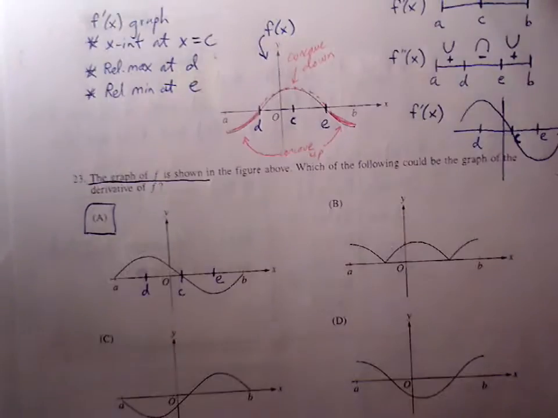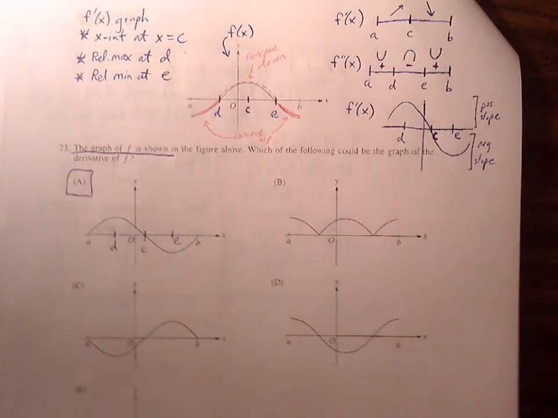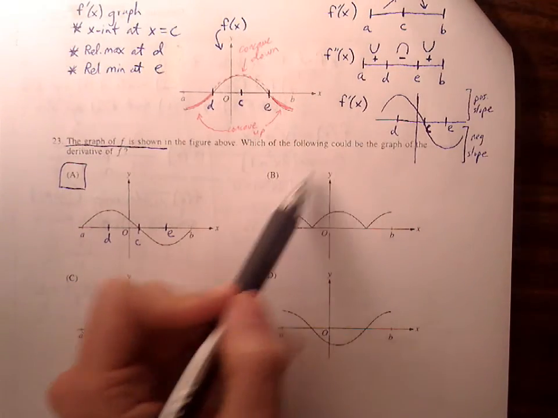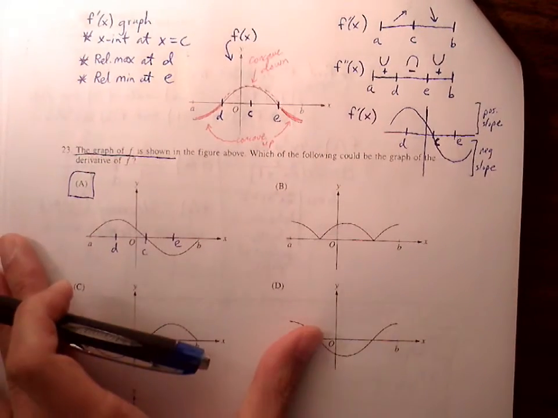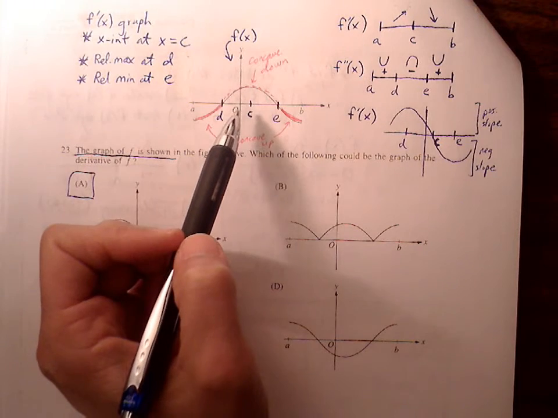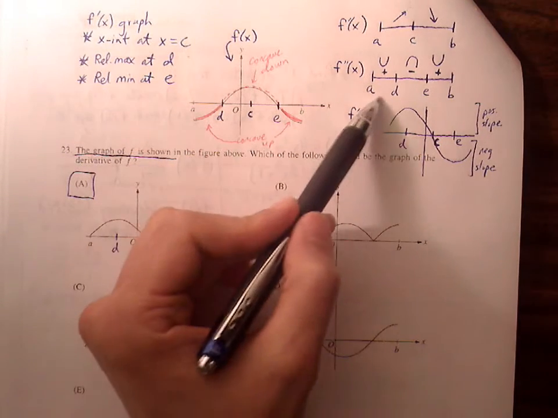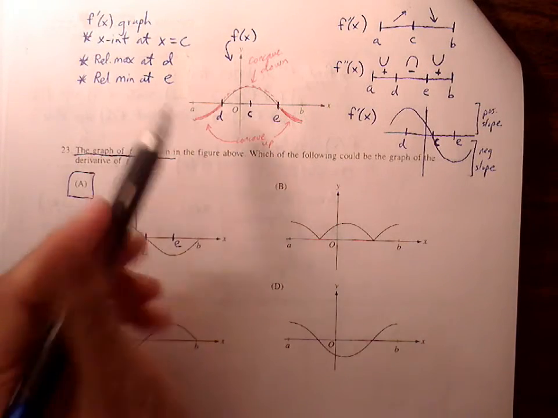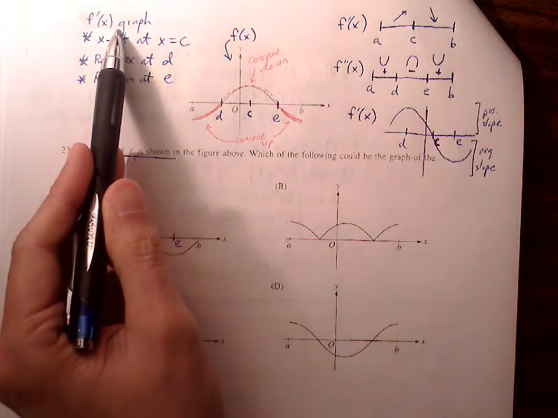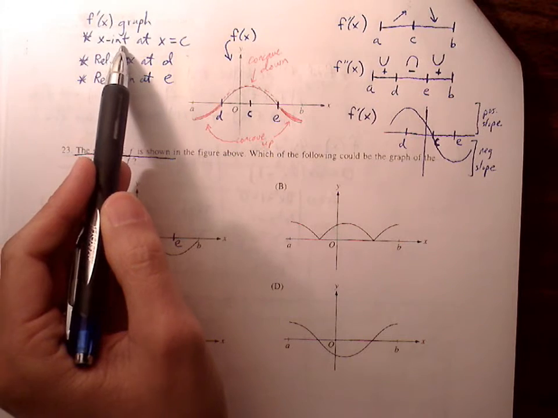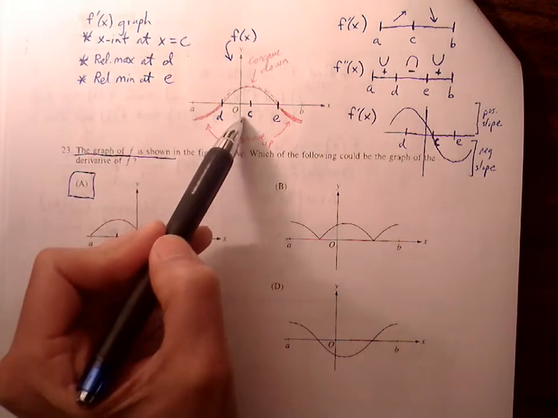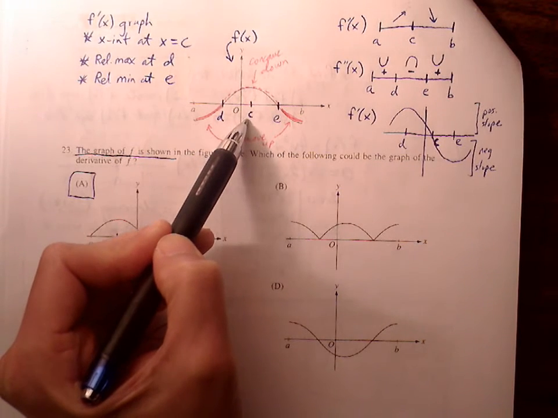Okay, 23. We have the graph of f shown. And it says, which of the following could be the graph of the derivative function? Okay, so let's see if we can create what the derivative graph could look like, and then we can match with the answer choice. So remember, if we're trying to create an f prime graph, your x-intercept is going to be at x equals c. Okay, so I just created some points there.